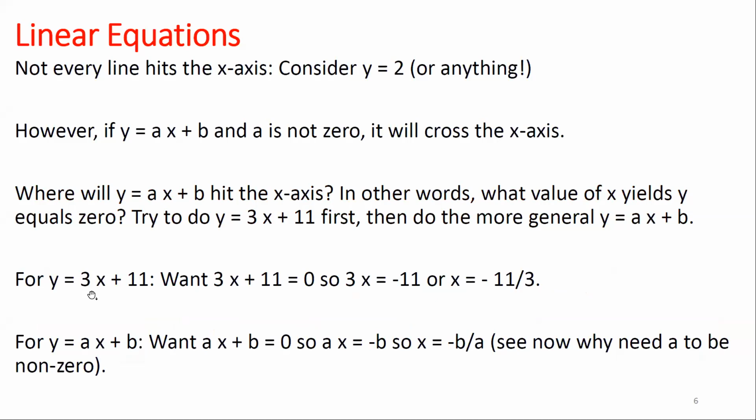So for the first one, 3x plus 11, if we want that to hit the x-axis, y is supposed to be 0. So we get 3x plus 11 is 0. So we bring the 11 over to the other side, we get 3x equals -11. So x is equal to -11 thirds. And really, instead of using 3 and 11, we could just use a and b, and it's the same argument. We want ax plus b to be 0, so we get ax equals negative b, so x equals negative b over a.